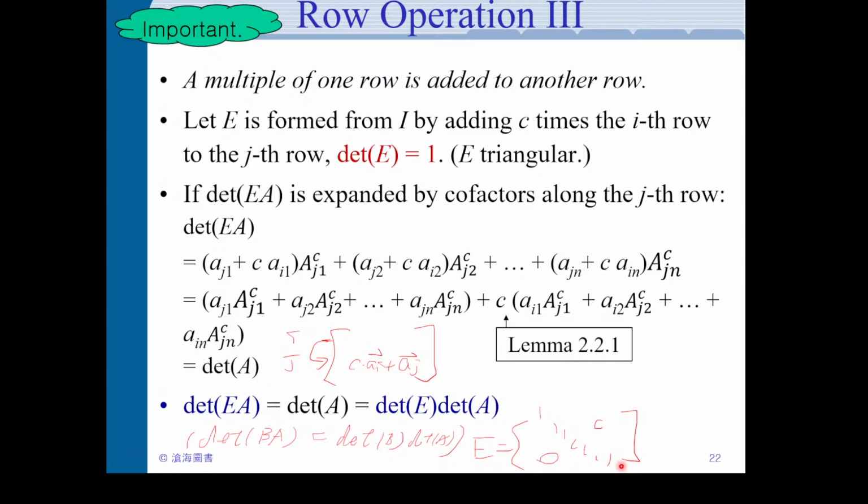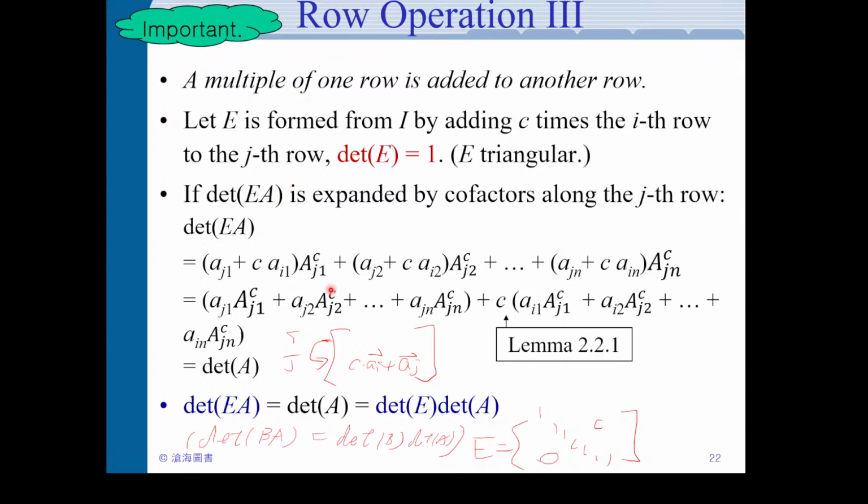And then now we can finally use our weird lemma. So the determinant of EA, we now expand it along row J. And then we just write down the equation.